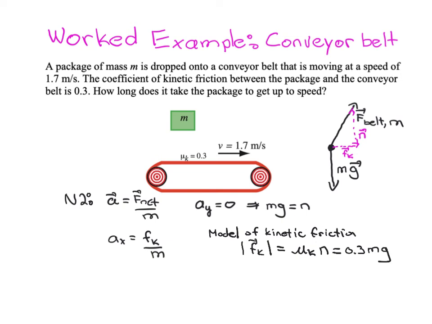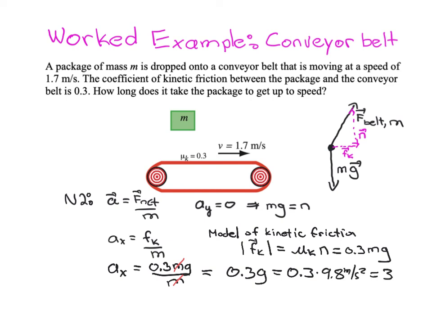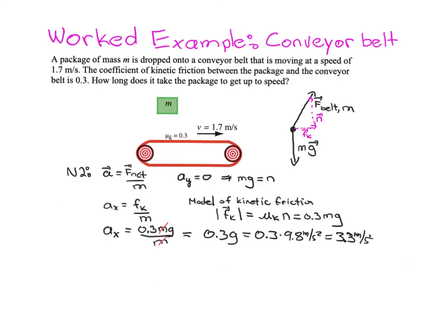So with that model in place, the acceleration in the x direction is just equal to 0.3 times mg divided by m. The m's cancel, and we're left with 0.3 g, and that's just 0.3 times 9.8 meters per second squared, and we'll call that 3.3 meters per second squared. So we're just about done.